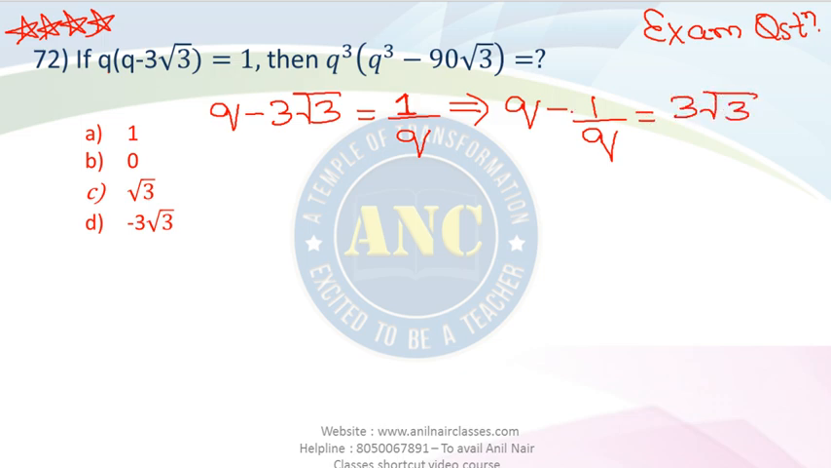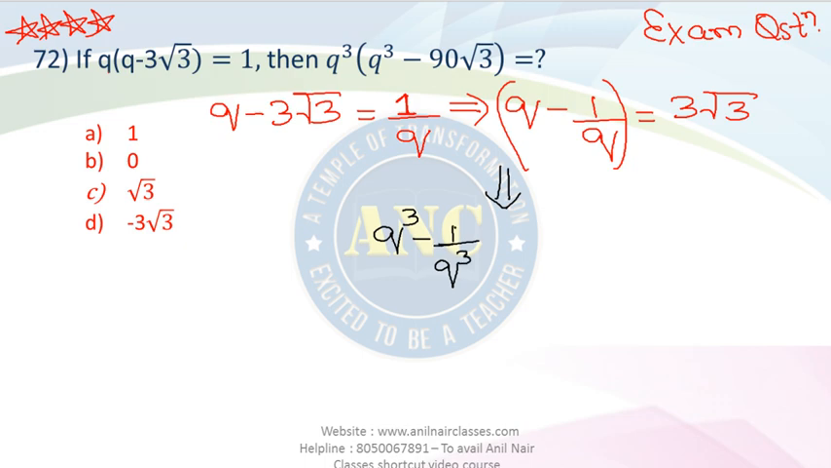That means this is our standard format, x minus 1 by x format. Now whenever I know x minus 1 by x, I can easily find x plus 1 by x if required, or I can find x square plus 1 by x square if required, or I can find x cube minus 1 by x cube if required. That means when I have the q minus 1 by q value, the next thing I know to find is the q cube minus 1 by q cube value.